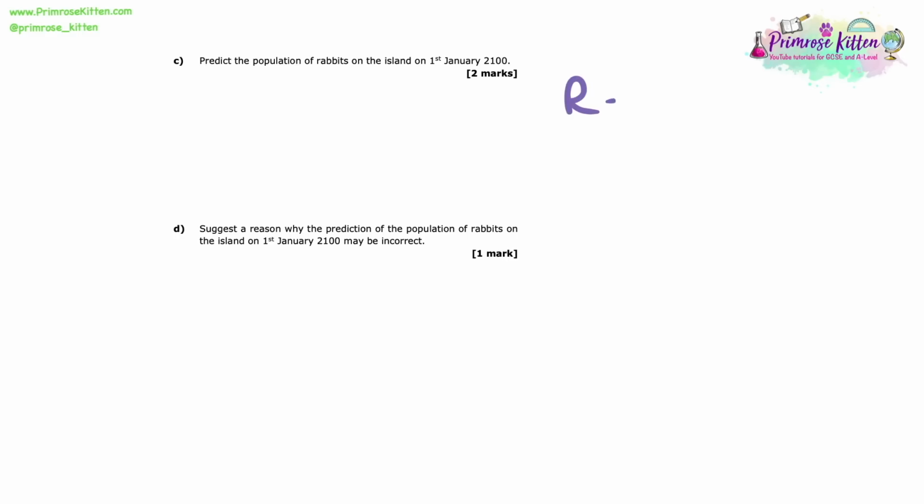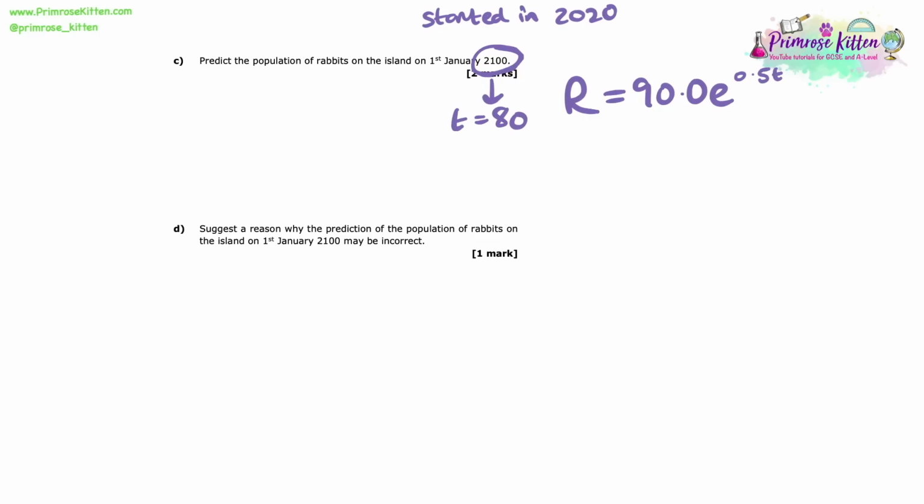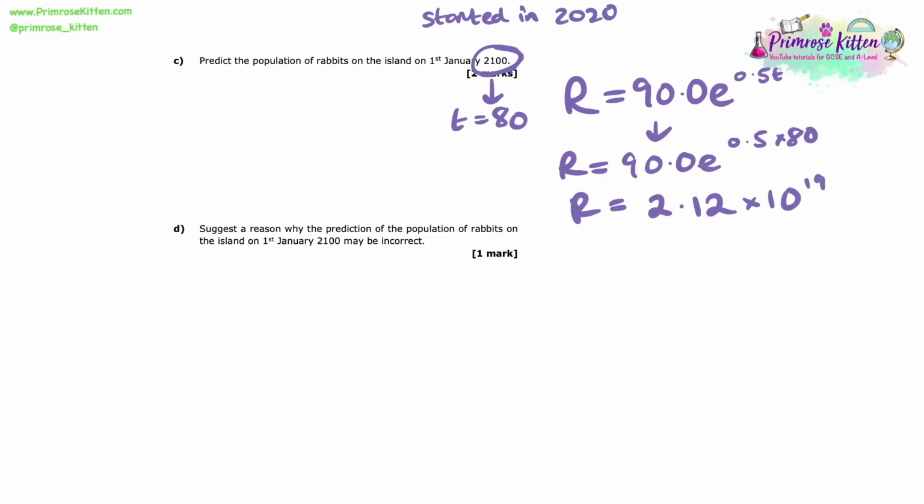So now we need to predict the population of rabbits on the island on the 1st of January 2100. So let's go back to our equation. R equals 90.0 times e to the 0.5t. Well, in the year 2100, if we compare it to the initial date of 2020, the time that's passed is 80 years. So we'd essentially do 2100 minus 2020. Now we know that 80 years has passed, we can substitute 80 in place of t. So we've got R equals 90.0 e to the power of 0.5 times 80. Now that gives me the enormous number of 2.12 times 10 to the 19. That's a lot of rabbits on this island, but that's our answer to C.